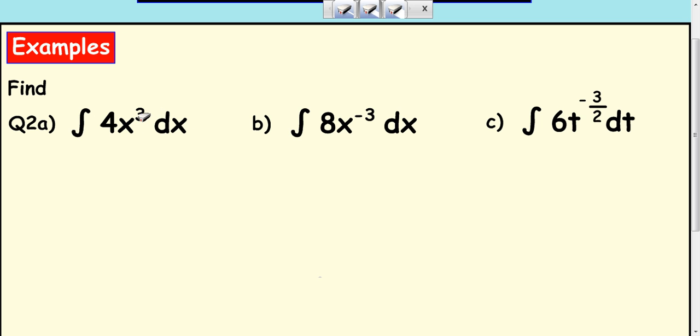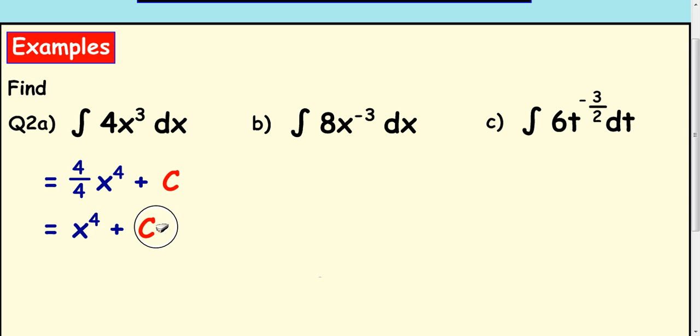So add 1 to the power and then divide by that new power. So we're getting a 4 here and then divide by that new 4. So you're going to get 4 over 4 x to the power 4 plus c. That just goes to x to the power 4 plus c because 4 over 4 cancels down to 1.